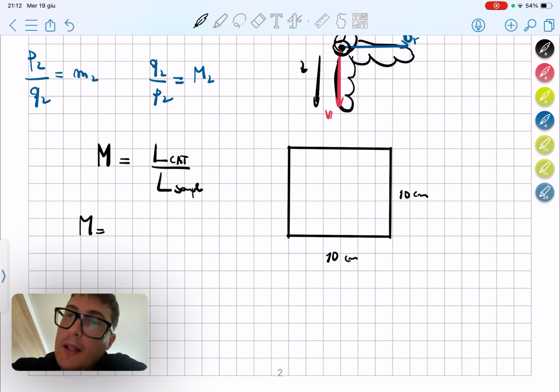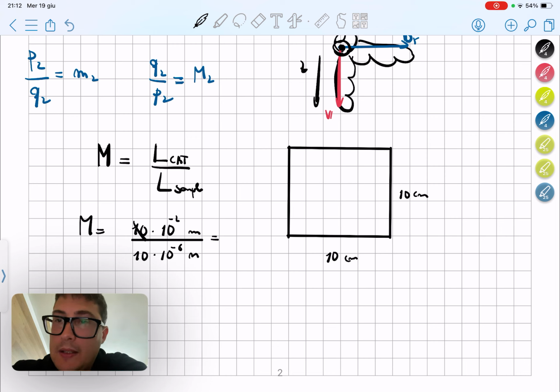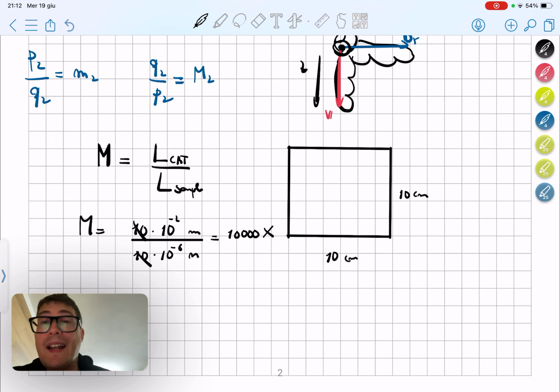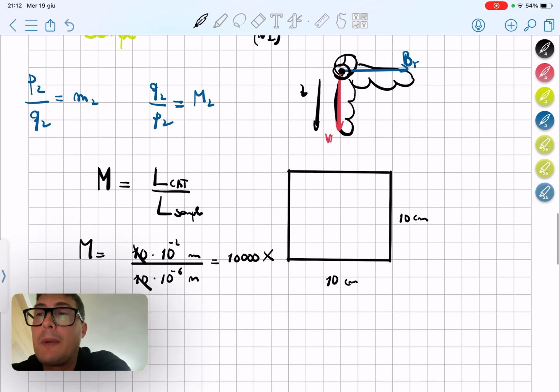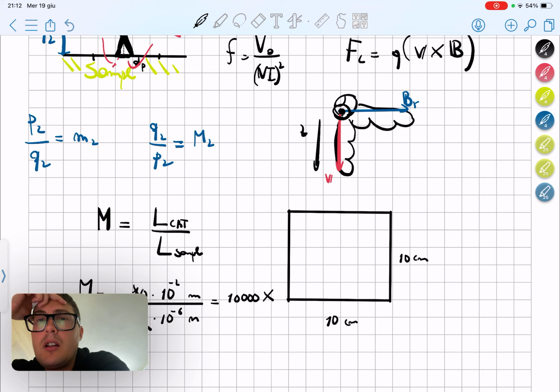Just to give you some numbers, as I anticipated, the cathodic ray tube screen is 10 centimeters, so 10 to the minus 2 meters, whereas the sample we can consider maybe 10 microns, so 10 to the minus 6 meters, and this makes 10 to the 4. So this is 10,000 times magnification. But we will come back to this magnification. So the magnification we discussed.